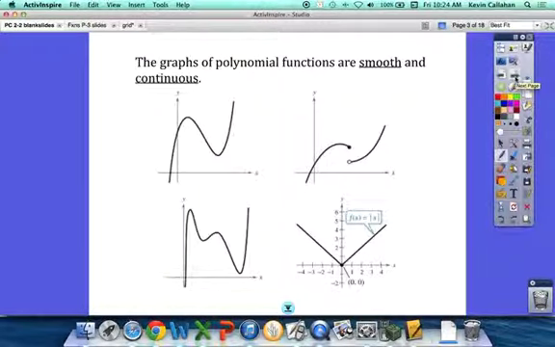So here's the graphs of polynomial functions are smooth and continuous, like this graph here, right? It's smooth, meaning it's smooth means it's not like an absolute value V. That's not smooth. It's got a sharp corner on it. Right? So this is not smooth.